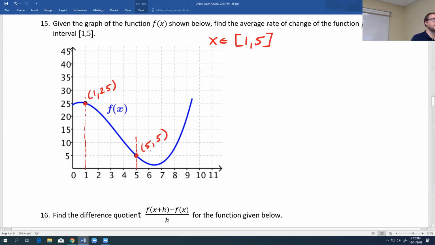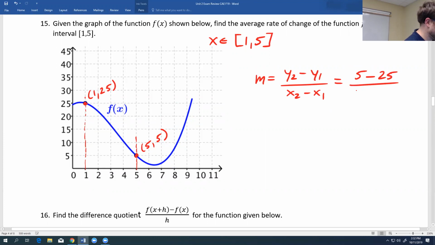And the rate of change, or the average rate of change, I should say, between those 2 points is just the slope. So I'm just using that good old m equals y2 minus y1 over x2 minus x1. And I have my given points. Let me go in order so I don't throw anybody off. So I have 5 minus 25 over 5 minus 1. So I get negative 20 over 4. So I get negative 5.